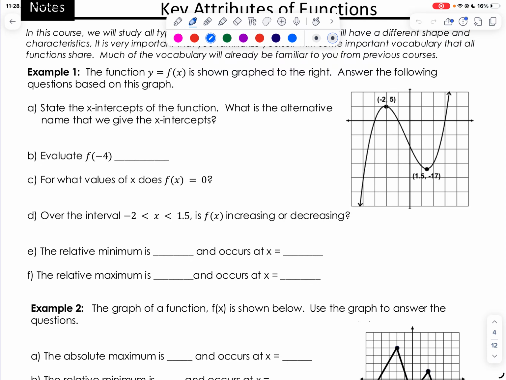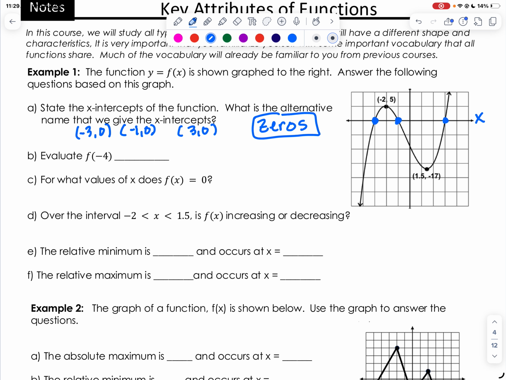So you're going to have 3 x-intercepts. We have (-3, 0), (-1, 0), and (3, 0). What is the alternative name that we give x-intercepts when we're talking about functions? Hopefully you remember that the alternative name is the zeros of the function. All right? Evaluate f of -4.